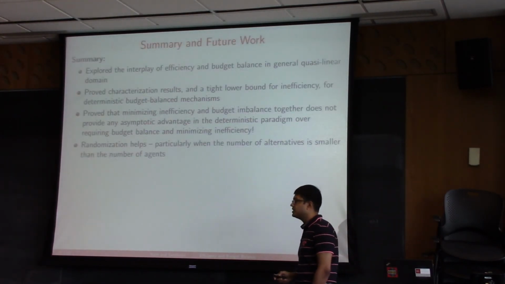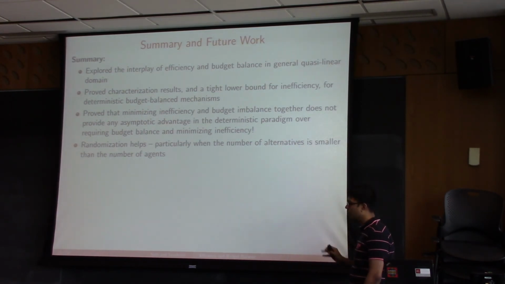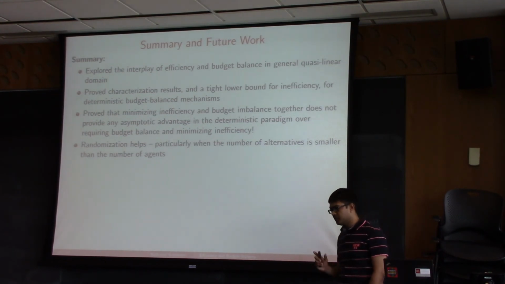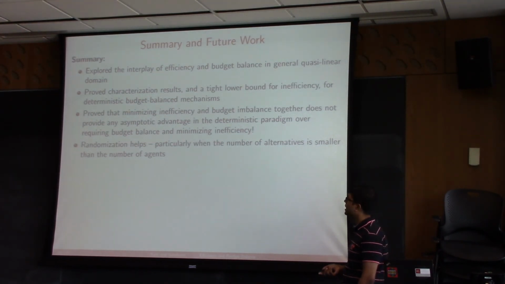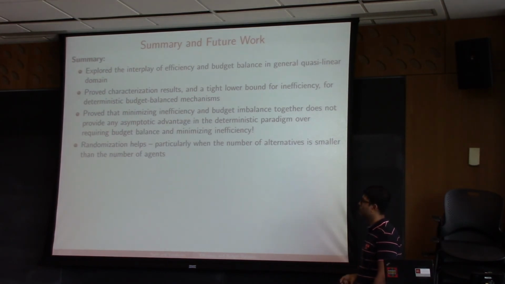So in summary, we have explored the interplay of inefficiency and budget balance in the context of deterministic as well as randomized mechanisms. For the deterministic case, we have a complete characterization of what should be the minimally inefficient mechanism subject to budget balance, and the fact that it cannot improve the asymptotic bounds for the inefficiency plus budget balance together. Randomization helps, particularly when the number of alternatives is small.